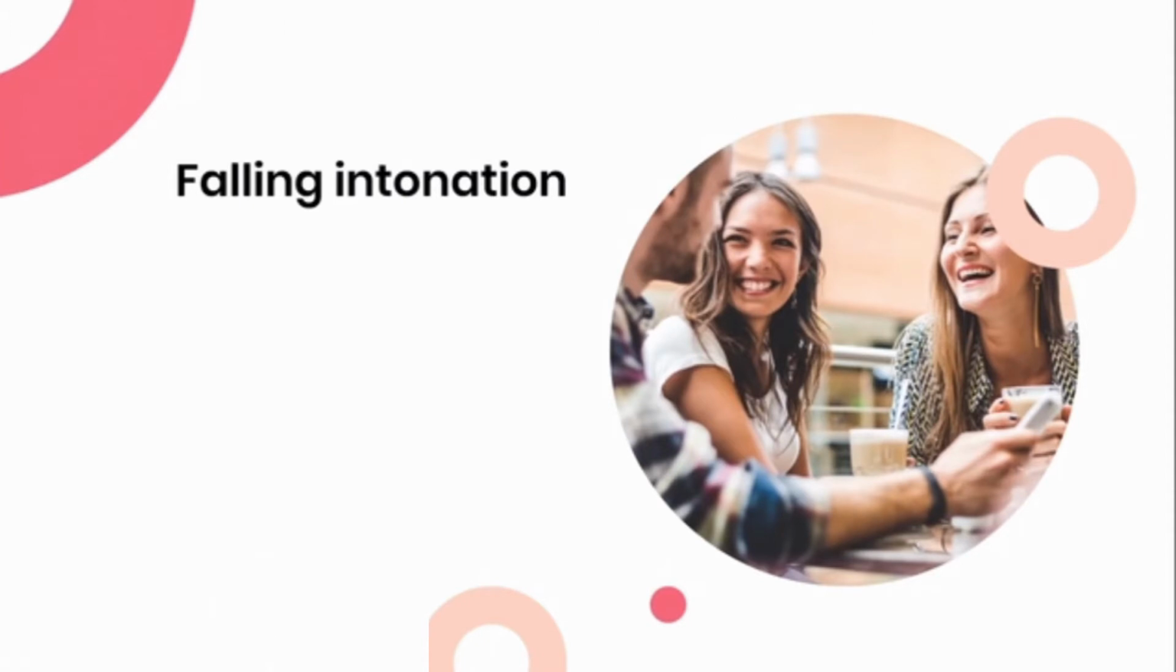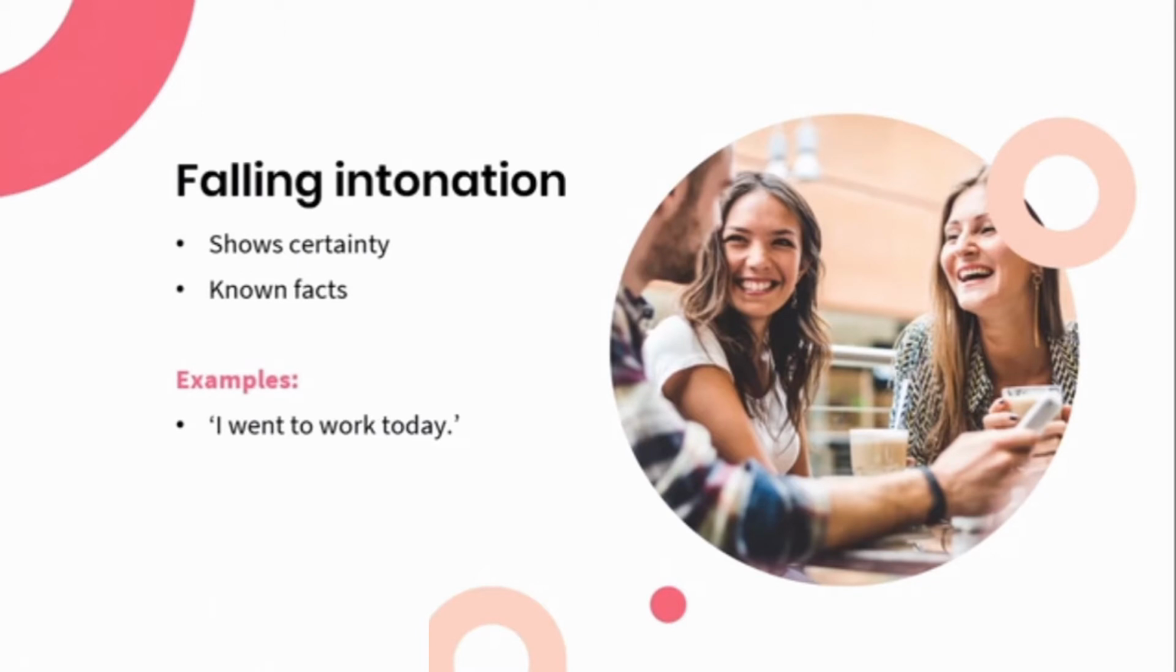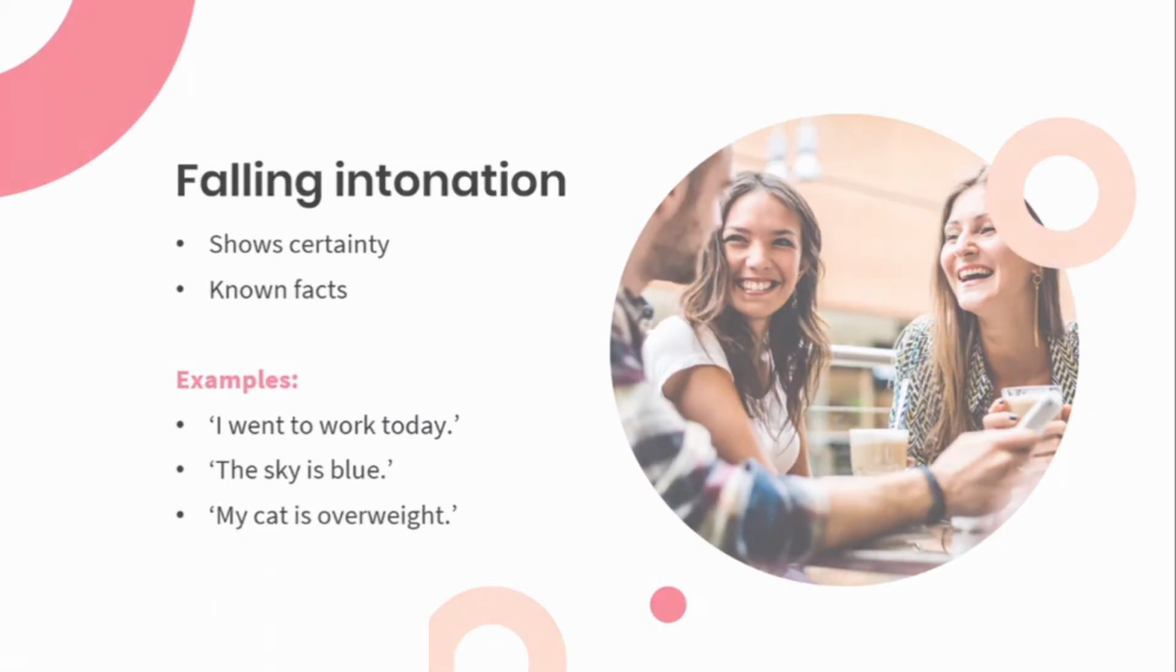Unlike rising intonation, falling intonation is used to show certainty. We use it at the end of a statement that we are sure about, like a known fact. For example, I went to work today. The sky is blue. My cat is overweight. If I said these sentences with a rising intonation, it sounds like I'm asking a question. I went to work today? The sky is blue? My cat is overweight?